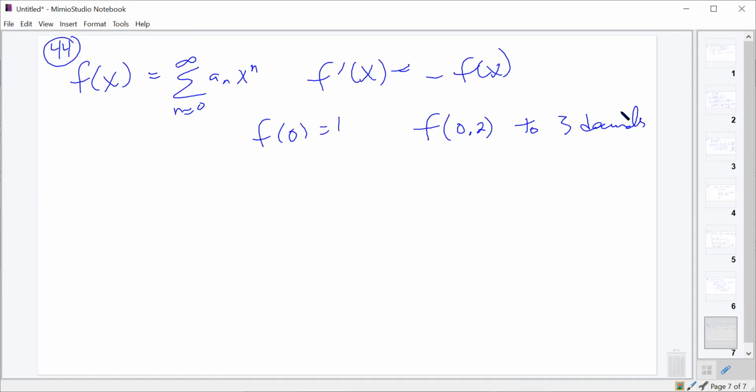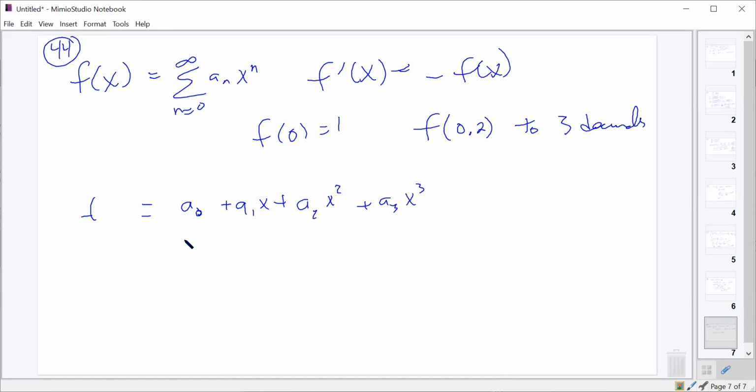Okay, so first off, let's just write out what this series of a sub n x to the n is. So this series should look like what? Should be whatever a sub 0 is, plus a sub 1 times x, plus a sub 2 x squared, plus a sub 3 x cubed, and so on.